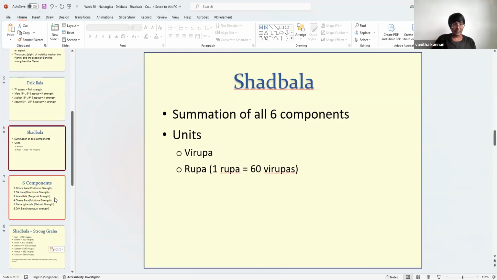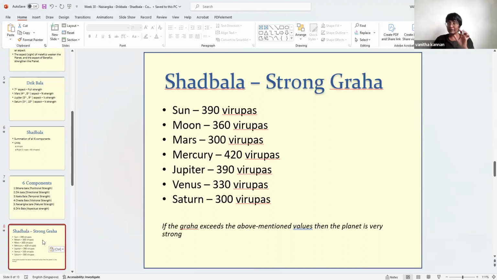Now, before concluding this, we are going to see the Shadbala example also. But before that, we'll see what the Virupas calculation numbers will be. In the Shadbala, if you want to consider whether a graha is a strong one or not, how are you going to consider? Now we are excluding Rahu and Ketu for the strong graha calculation. Consider only the 7 grahas.